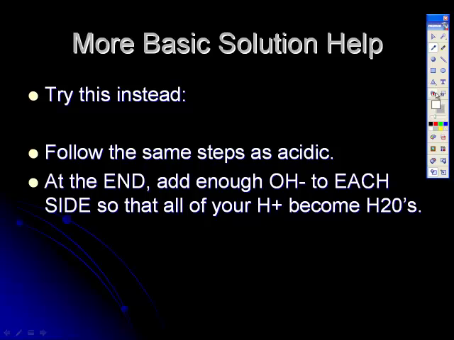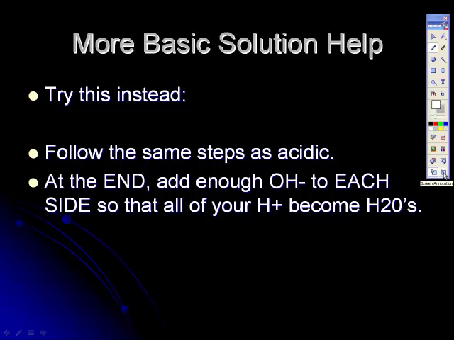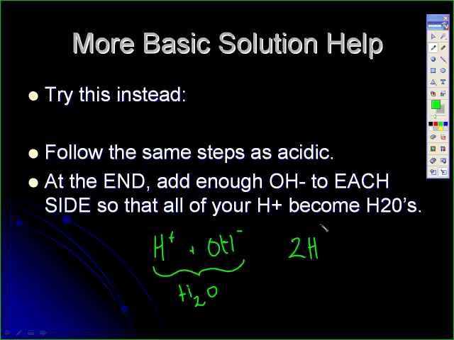Essentially, instead of following the directions I gave you, go ahead and follow the same steps as acidic, except we're going to add a little twist to the end by adding OH minuses to each side to eliminate our H pluses. Essentially, H pluses and an OH minus together become a water. So if you had two H pluses and two OH minuses, you would have two waters. So that's what we're going to be doing.